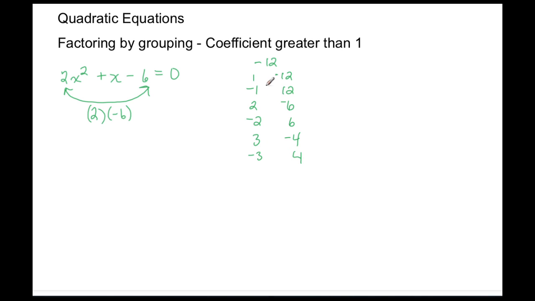Now I'm looking to see which two factors add up to give me a positive 1. Well, 1 minus 12 gives me -11, so that's a no-go. -1 plus 12 gives me positive 11. Again, that's a no-go. 2 minus 6 gives me -4. -2 plus 6 gives me positive 4. 3 minus 4 gives me -1. And -3 plus 4 gives me positive 1, and that would be the one that I need because my middle term here has a 1 as a coefficient.